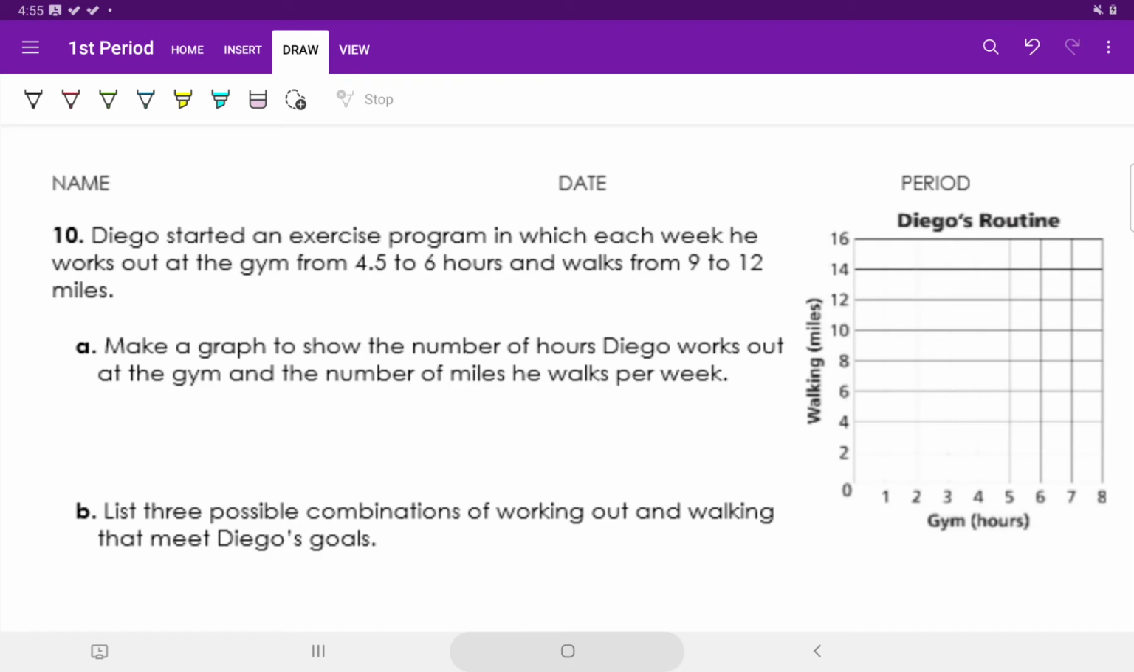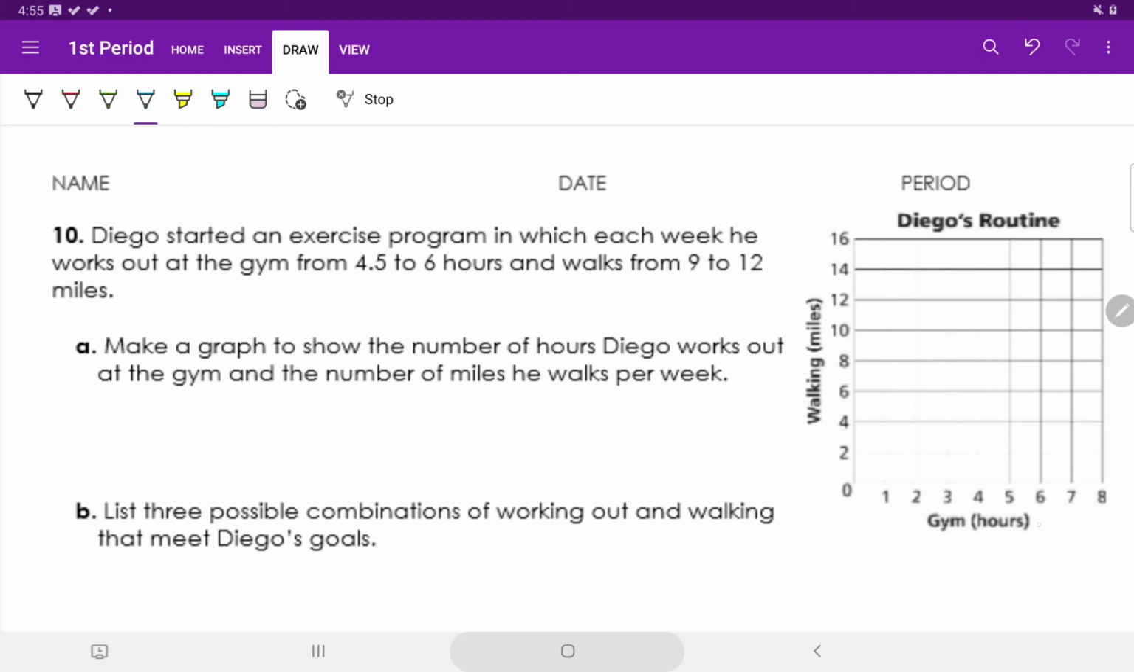Alright, let's do number 10 together. Diego started an exercise program in which each week he works out at the gym for 4.5 to 6 hours, and he walks from 9 to 12 miles. So we're going to make a graph that shows the number of hours Diego works out at the gym compared to the number of miles he walks per week.